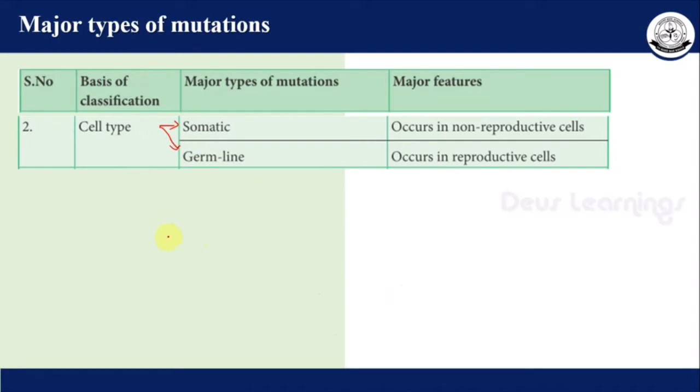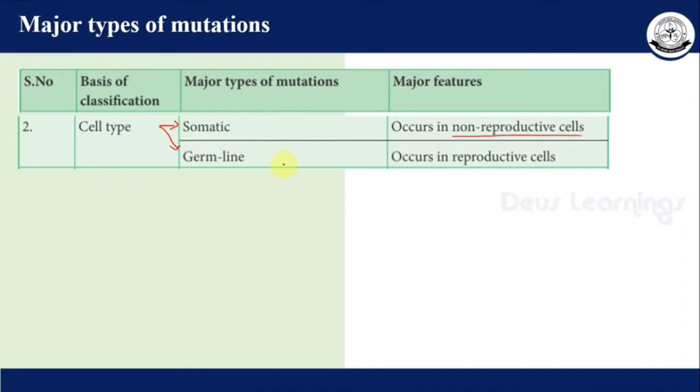Then, based on cell type, somatic and germline, right? Somatic cells are non-reproductive cells or non-gametic cells, those cells which do not form gametes, or body cells. So if mutation happens in somatic cells, it is a somatic mutation, occurring in non-reproductive cells, right? Liver cells, lung cells, kidney cells, any cells.